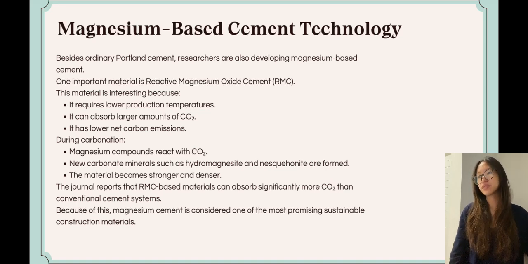Magnesium-based cement technology. Besides ordinary Portland cement, the researchers are also developing magnesium-based cement. One important material is reactive magnesium oxide cement, or RMC. This material is interesting because it requires lower production temperatures. It can absorb a larger amount of carbon dioxide and it has lower net carbon emission.